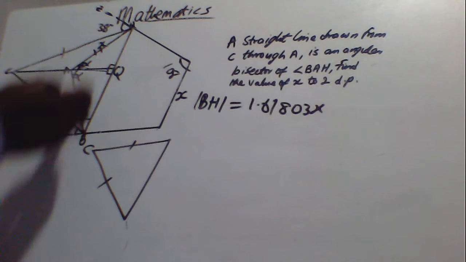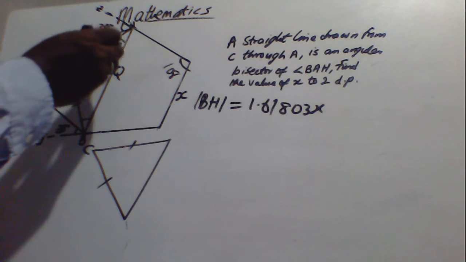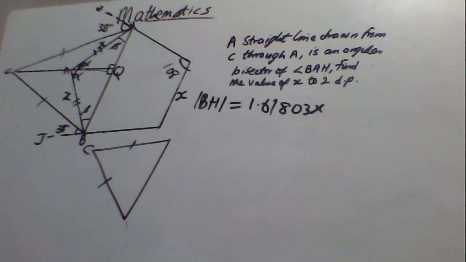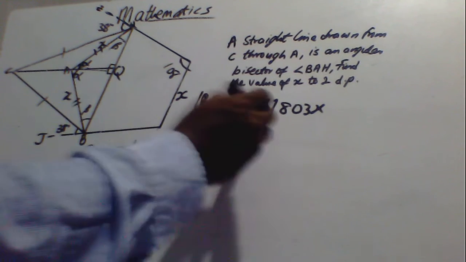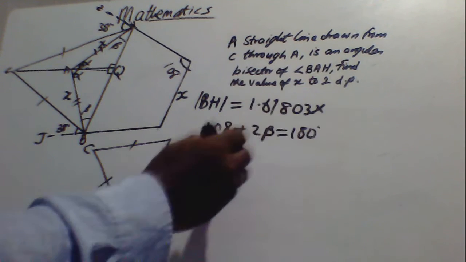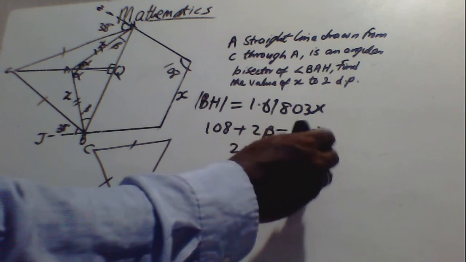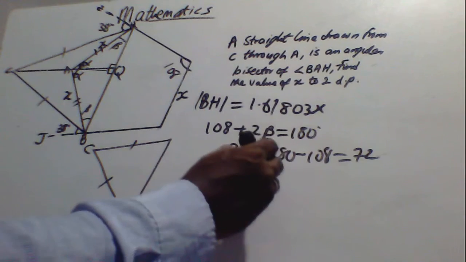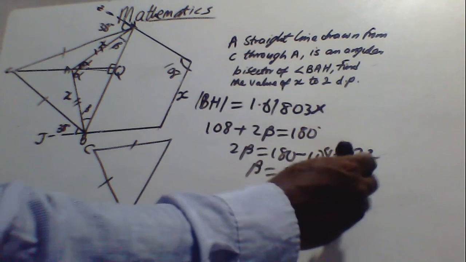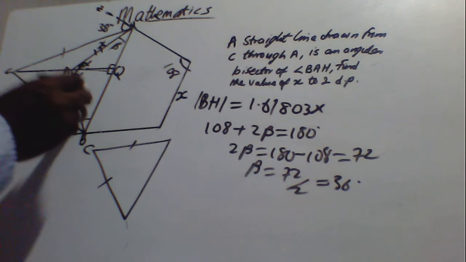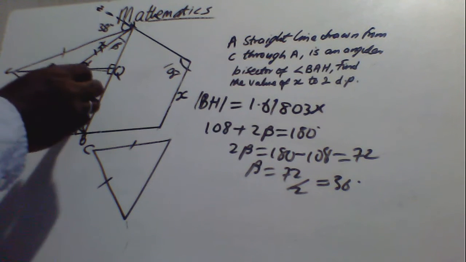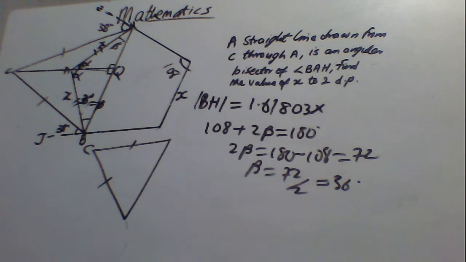So let us find these two angles. We don't know these two angles, beta and beta. So 2 alpha is equals to 108. Say 108 plus 2 beta is equals to 180, sum of angles in the triangle. So 180 minus 108 will give us 72. So beta is equals to 72 divided by 2, we have 36. So angle beta is equals to 36 degree.